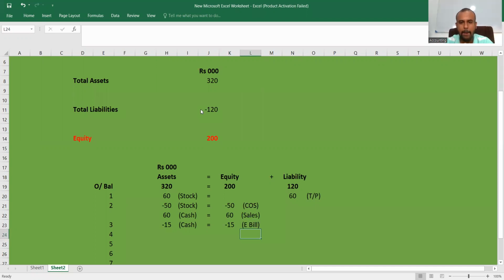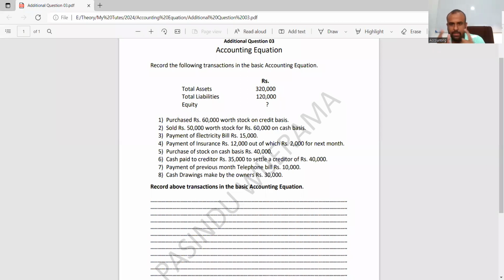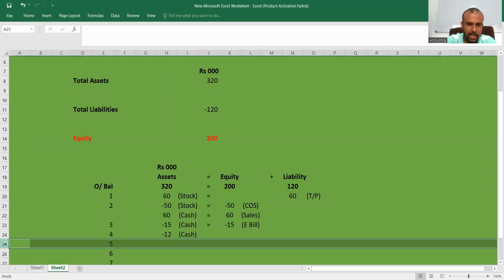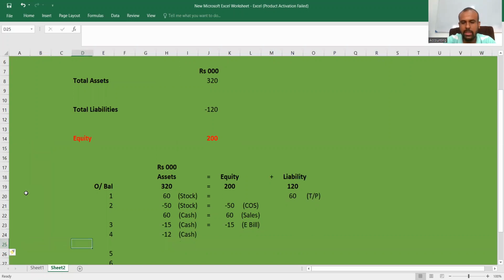What is next? Payment of insurance 12,000, but 2,000 relating to the next month. How do you record it? You paid 12,000. Then your cash balance reduces by 12,000. But even though you paid 12,000, they say 2,000 is for the next month. Expenses paid for a future period, you recognize as what? Assets. And we consider that as prepaid expenses.